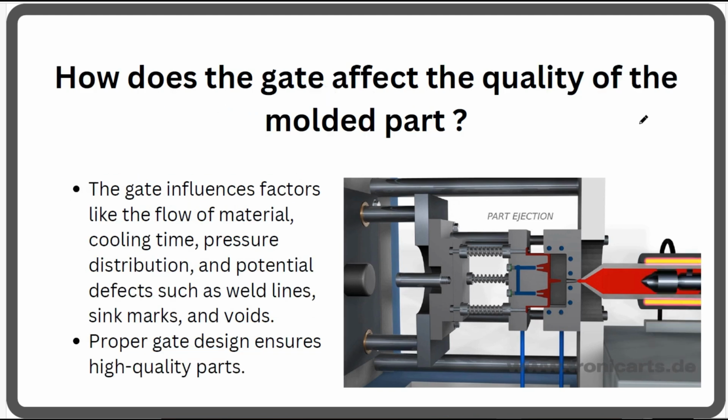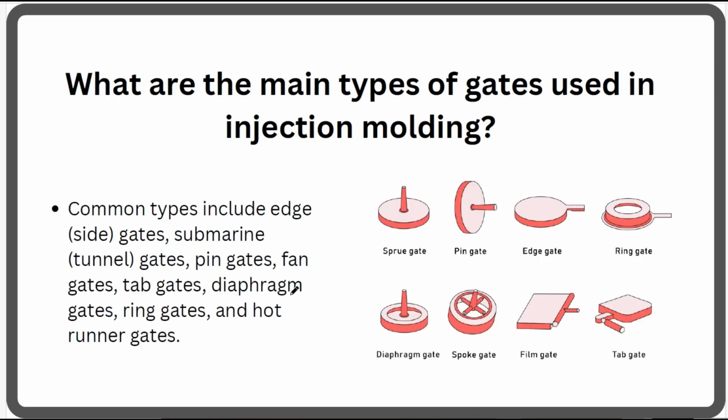How does the gate affect the quality of the molded part? The gate influences factors like flow of material, cooling time, pressure, and defects like weld line, shrink mark, and void. If we have designed the gate properly, it will avoid this type of defect. But if we choose the wrong location or wrong type of gate, there will be defects. So we need to properly design the gate location and choose it carefully to get a high quality part.